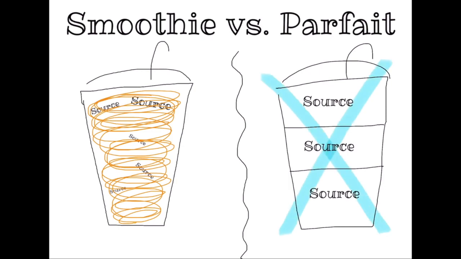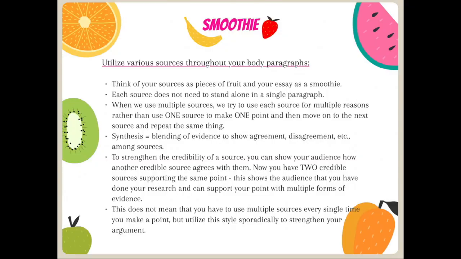So a parfait would be one source per paragraph. We don't want to do that. What we want to do is utilize all of our sources like the left-hand side, combine them to create a well-rounded argument. So like we saw in the previous clip, we want to utilize various sources throughout the body paragraphs. Think of your sources as pieces of fruit and your essay as your smoothie. Each source does not need to stand alone in a single paragraph.